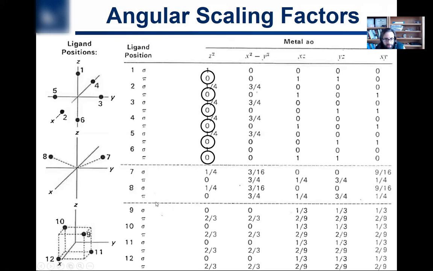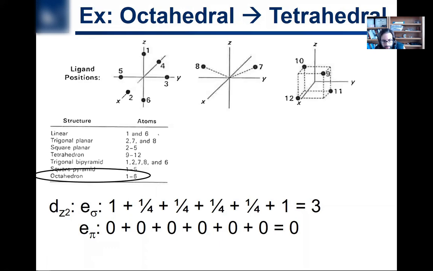And then we're going to do the same thing for E pi. And you can see that is all these zeros here under z squared. There actually can't be any pi interactions here. Okay? So E pi is going to be equal to 0. All right, so far so good. So what does that mean? That means the total energy of the dz squared orbital is 3 E sigma plus 0 E pi, so it's just 3 E sigma.